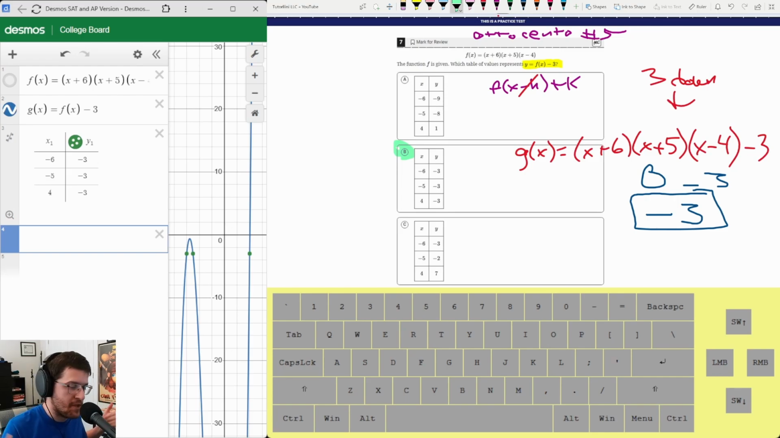So if you were really stuck, you could go through, all the x values are the same, right? You could go through and type in the other y values, -9, -8, 1, -3, -2, 7, and you'll probably find that some of those, or all of those, are not on the function.